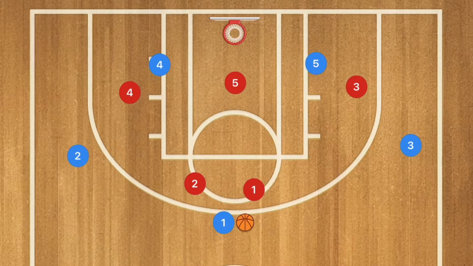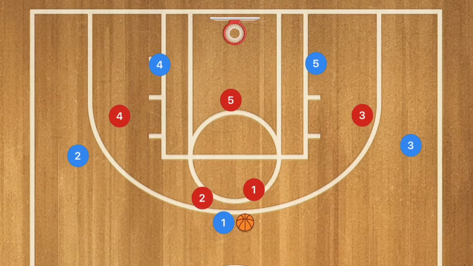Now, in this next play, most likely what you're going to see is a very high 2-3 zone at first, and then what we're going to have is player 1 passing over to player 2. Now, in this play, there's a few different options, so I'll show you two.